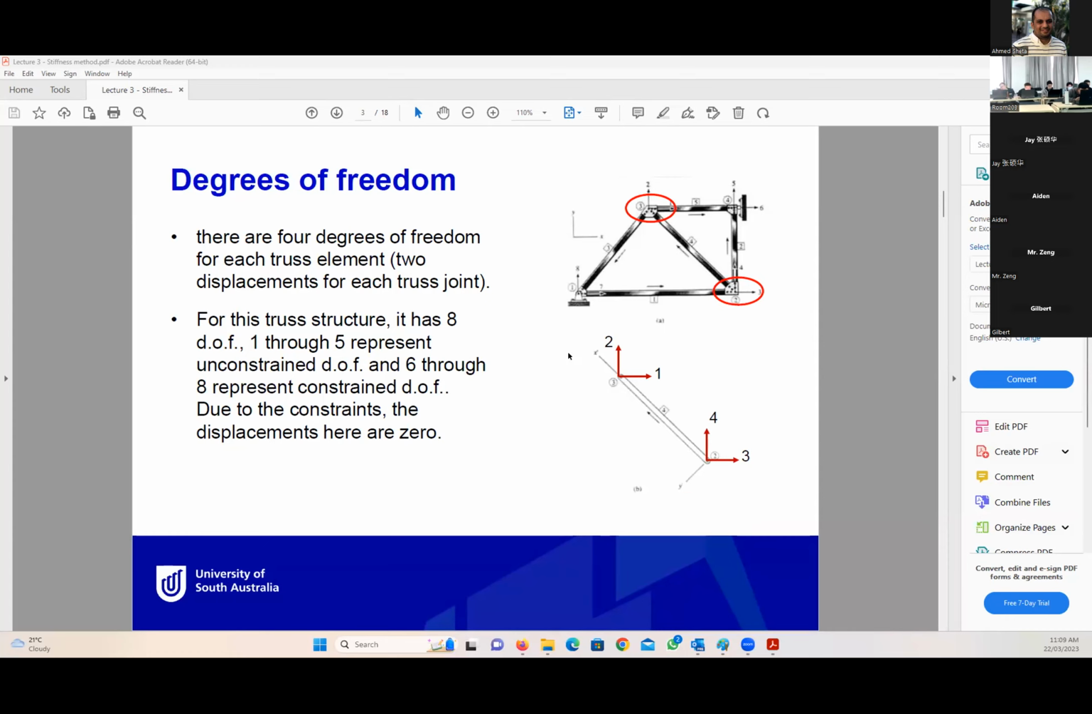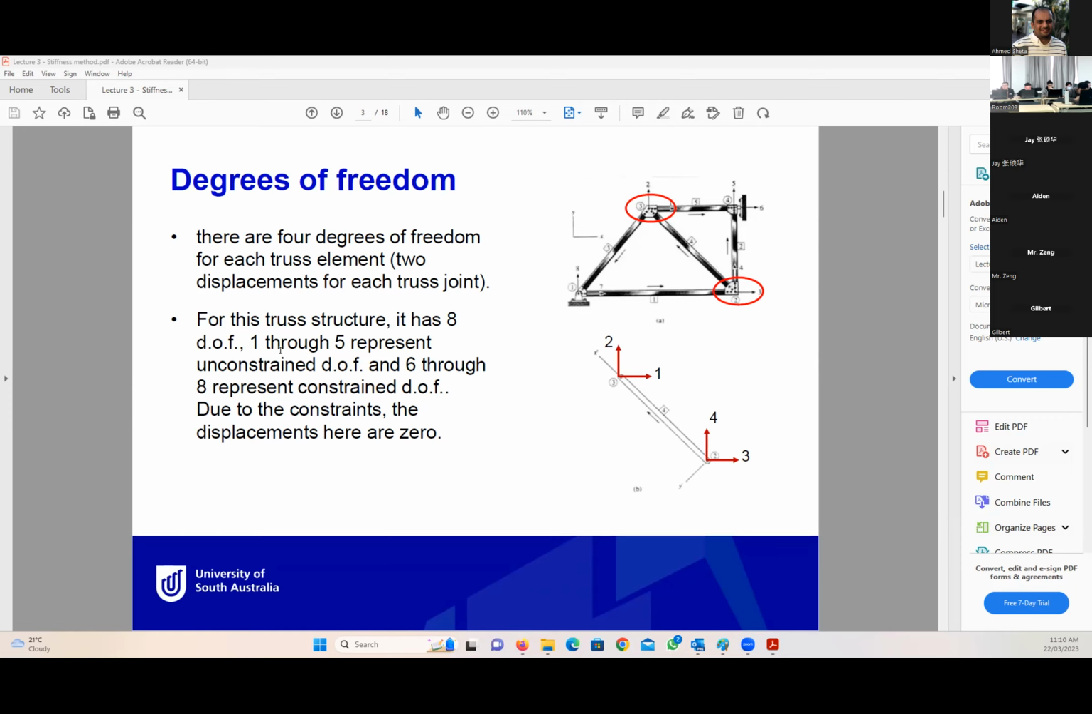If we look at member 4, as you can see, this is how they look. So 1, 2, 3, 4 are the movements or displacements of nodes 3 and 2. Okay, but these movements or displacements are in the X direction and Y direction in the global system. So these displacements are global displacements, or global degrees of freedom.